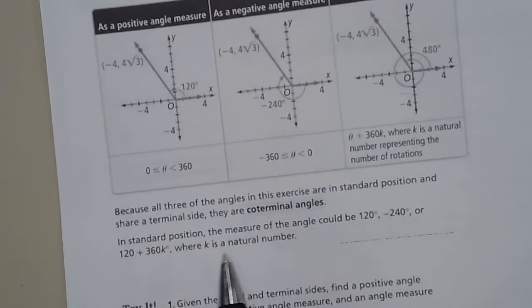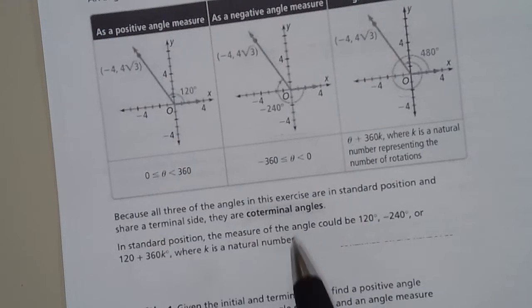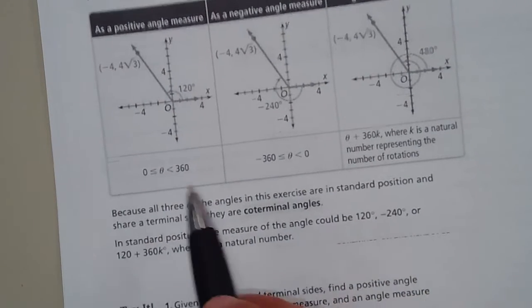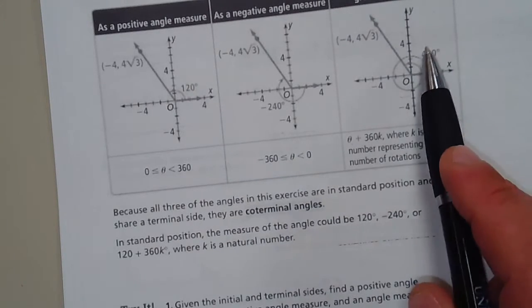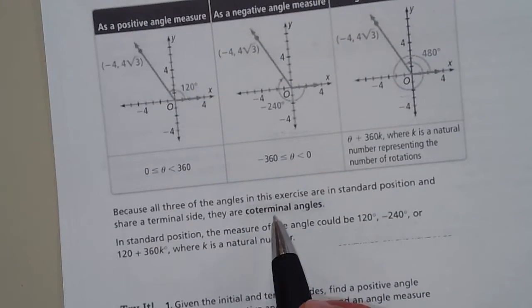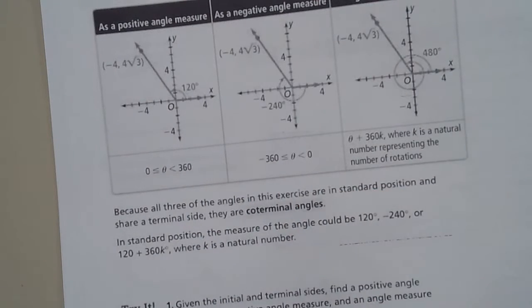Here it says, because all three of these angles in this exercise are in standard position and they share a terminal side, they're called coterminal angles. So all of these, 120, negative 240, 480, other multiples of 360 after that, are all called coterminal, meaning they have the same angle, but the degree can be given a few different ways.